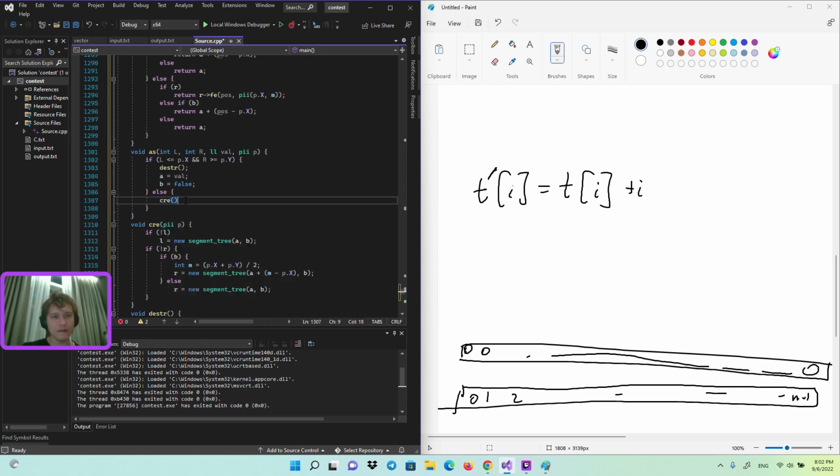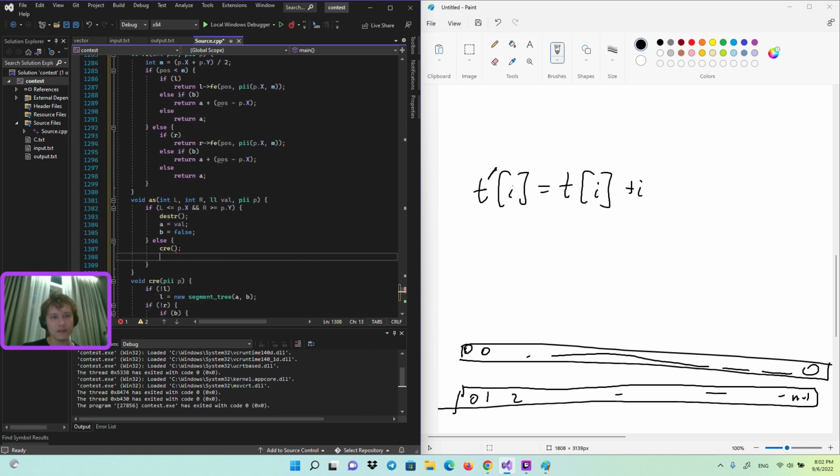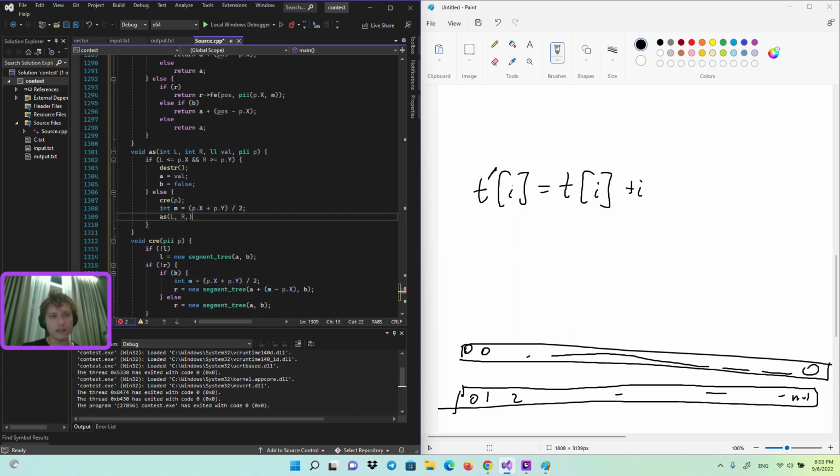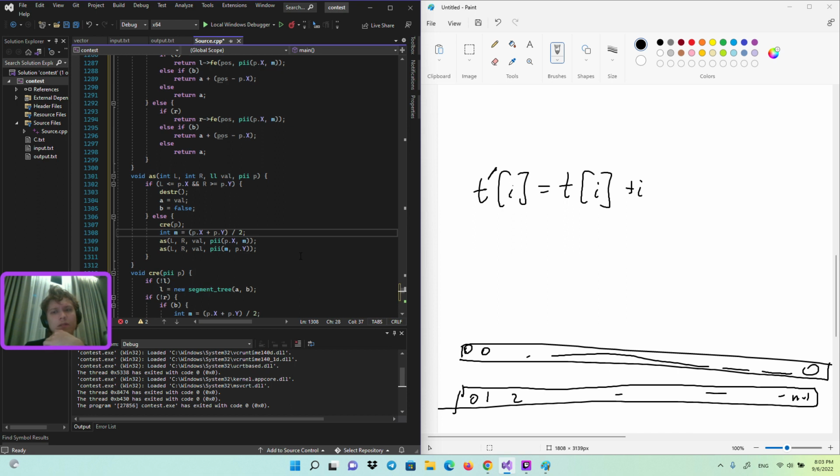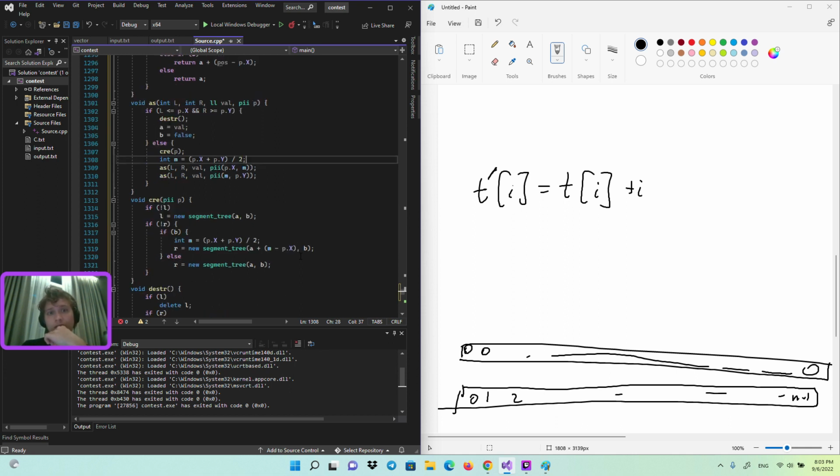So in this case, we create everything and we just call for both children. So we say assign L R val P.x m, and we assign the same from M to P.y. Yes, sounds solid. This sounds solid. Okay.